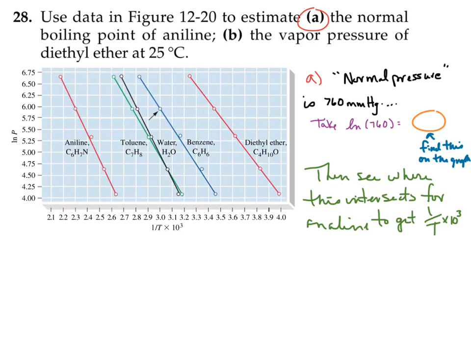All right, so that was not too bad. For the vapor pressure of diethyl ether, that's the red line, right? Okay, oops, we already did that.